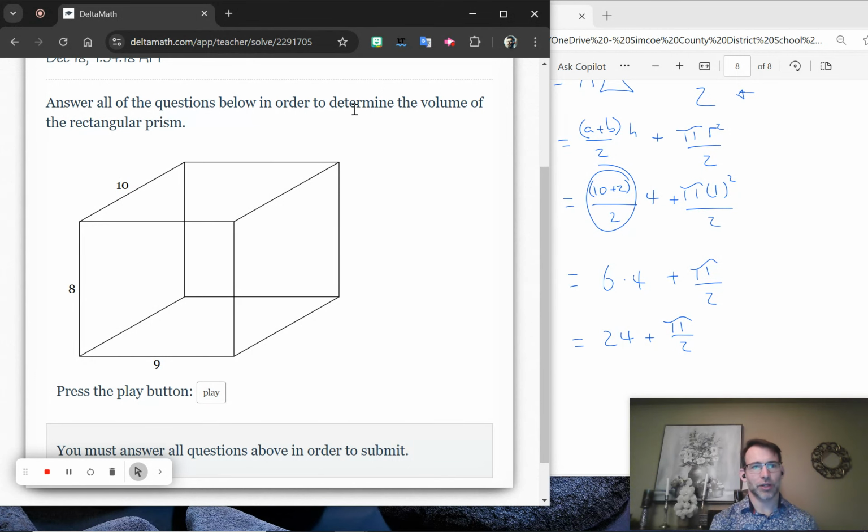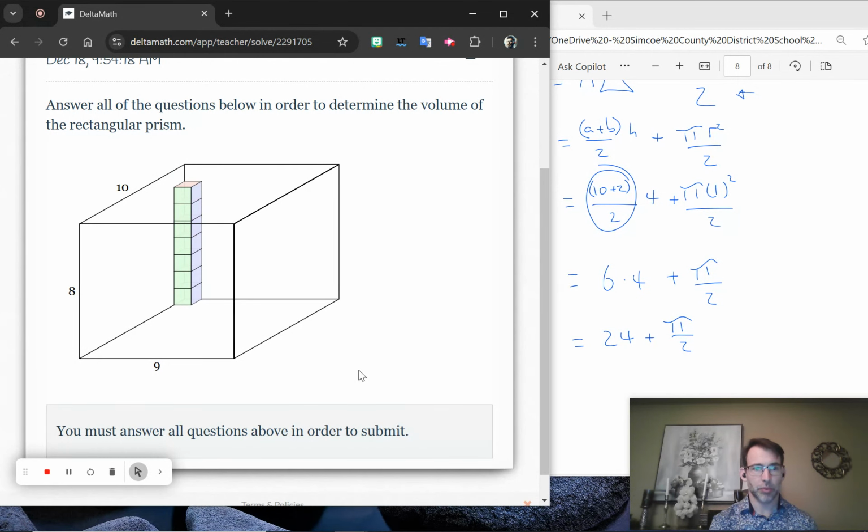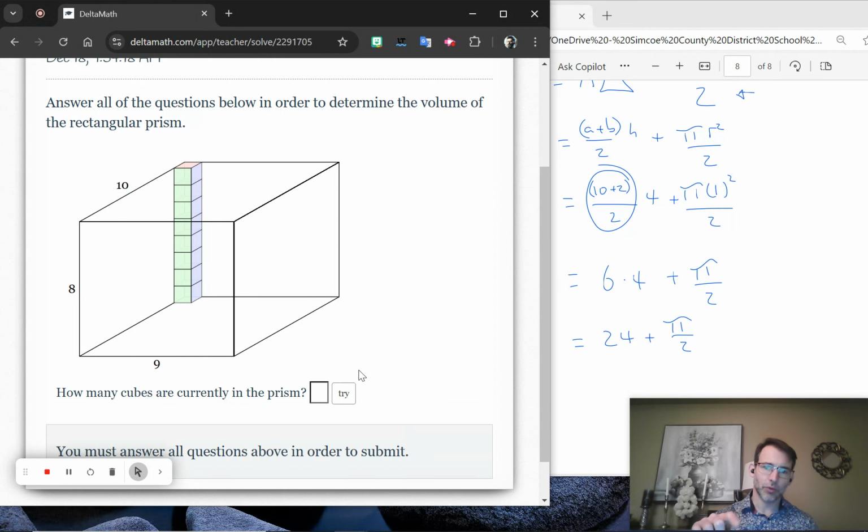First, answer all the questions below. Okay, we want to determine the volume of this rectangular prism. Let's say I know nothing about it. Oh, I can see that we can stack little cubes up there, and I count them. 8. There's 8 cubes in there. Okay, cool. 8. Enter. Try.